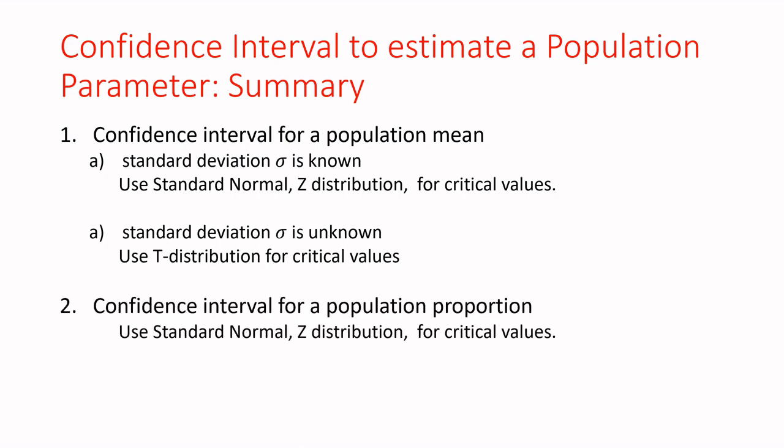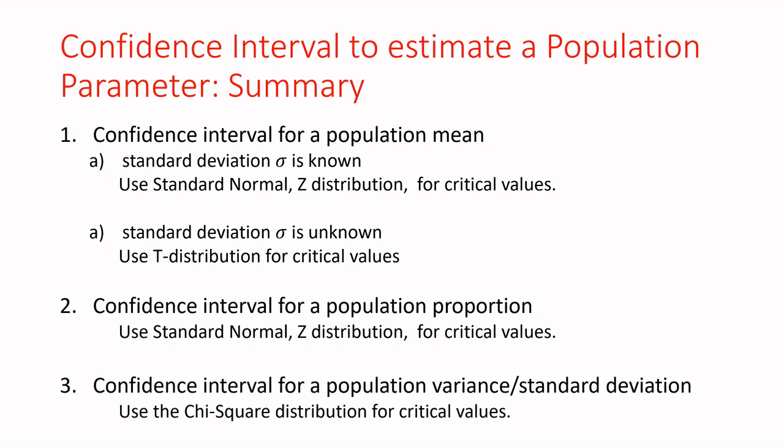For estimating population proportion, you're going to use the standard normal distribution, Z, for calculating critical values. And if you're talking about confidence intervals for population variance or standard deviation, then you're going to use a chi-squared distribution to find critical values.